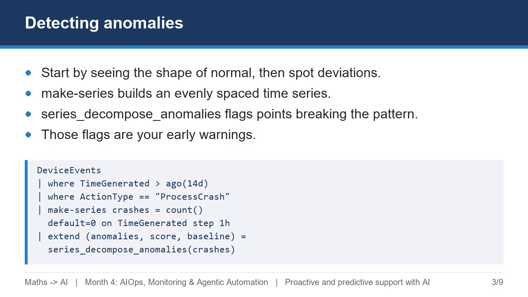Predictive work starts with seeing the shape of normal, then spotting deviations from it. KQL series functions do this directly. Make series builds an evenly spaced time series, here an hourly crash count over 14 days. Then series decompose anomalies automatically flags the points that break the expected pattern. Those flags are your early warnings, the moments where something is starting to go wrong before anyone has noticed.